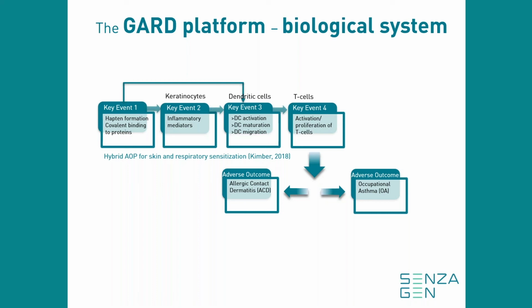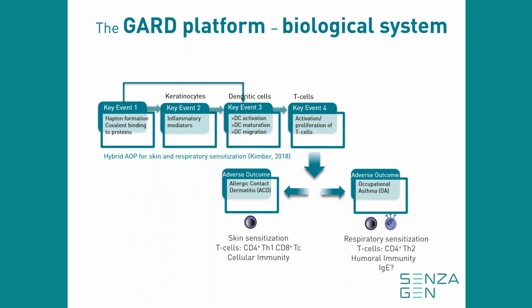And his conclusion was essentially that one of the main mechanistic differences is not in the different key events, but rather in the fine details of this mechanism, such as, for example, that skin sensitization is driven by a T helper 1 response and cytotoxic T cells, and occupational asthma is driven rather by a T helper 2 response.